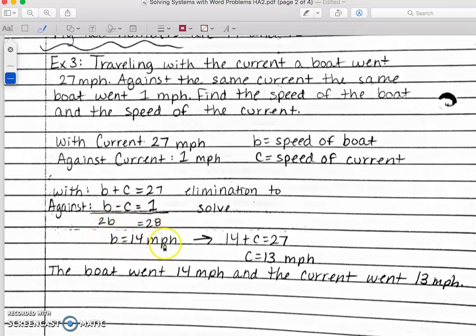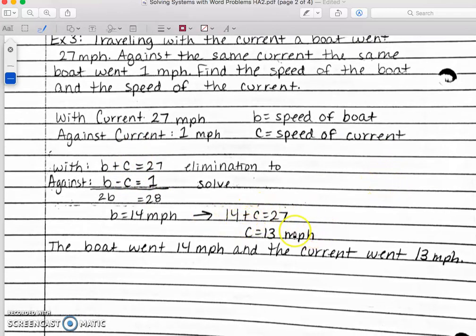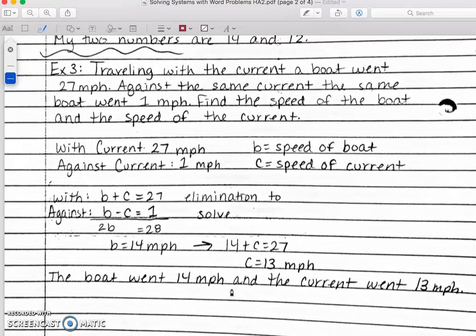Then I take that 14 and I plug it into either one of the original equations to get my current speed. So then I have to have a sentence. So it says the boat went 14 miles per hour and the current went 13 miles per hour. On your homework, there's probably going to be a plane one that's very similar to this. With a tailwind means that the wind and the plane are working together. Against the tailwind means the plane is working against the current. So that's going to be a subtraction problem, okay?